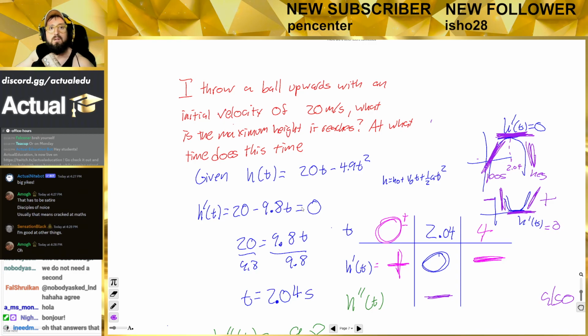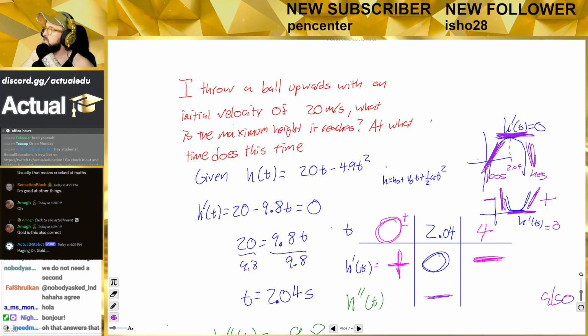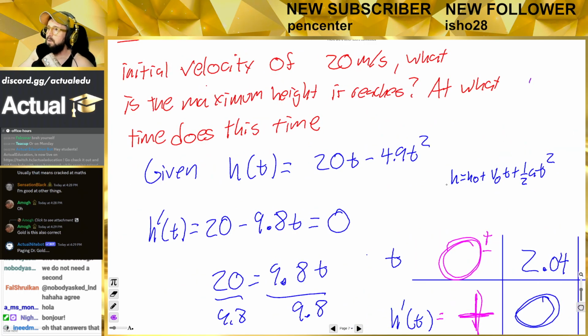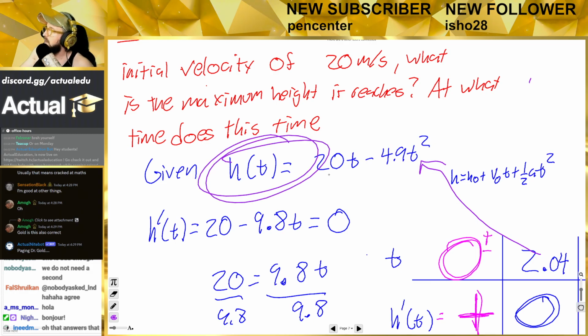We do the height. Yeah, so what equation had the height in it? 20t minus 4.9t squared. Yes, this one right here, right? Okay, cool. So I'm just going to plug in this 2.04 I got for t, and I'll just see what I get. That'll tell me what the height is.